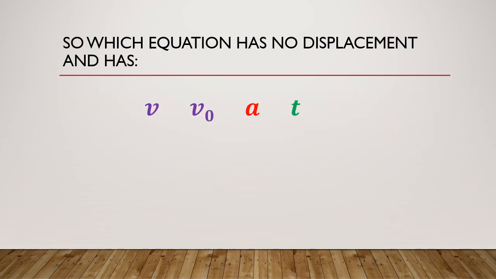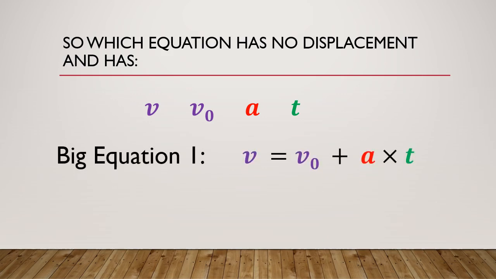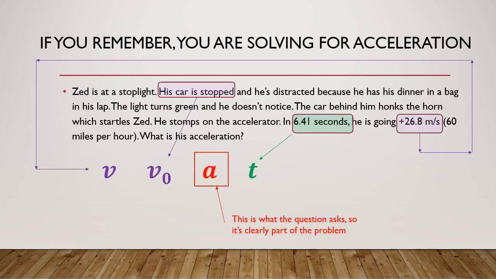So which equation has no displacement in it? Look at the equations that you had, and you'll find that it's big equation number 1. Big equation number 1 has no displacement in it. It says final velocity equals initial velocity plus acceleration times time.